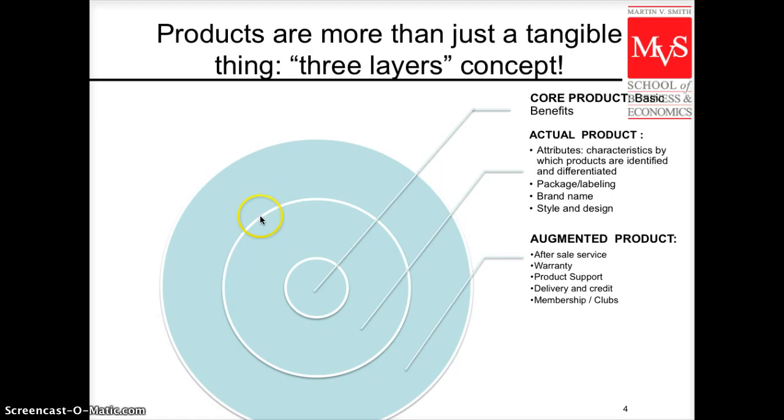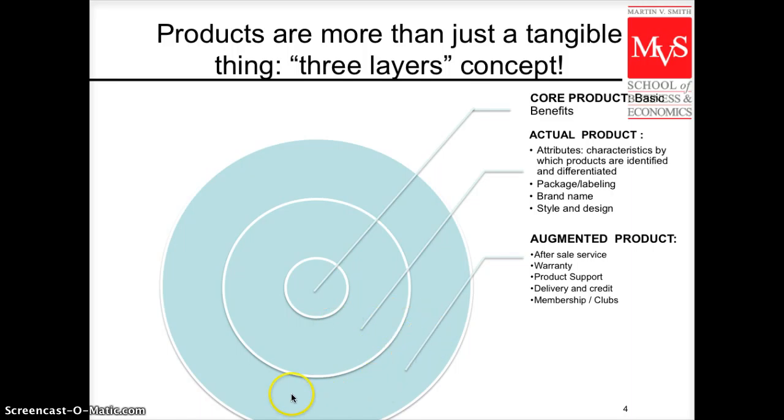But then we have this second layer, it's what we call the actual product, and that encompasses the attributes, right? The packaging, the labeling, sorry, the brand name, and of course the style and design. So when I'm thinking of a car, if it's a BMW car, I will be describing the model, the engine, the wheels, the doors, the sound system, and all the different components of the actual product.